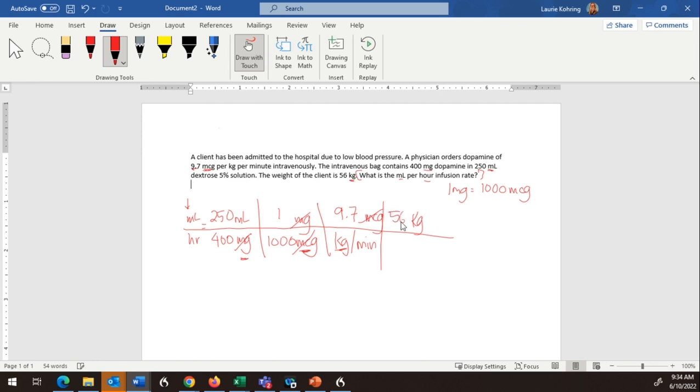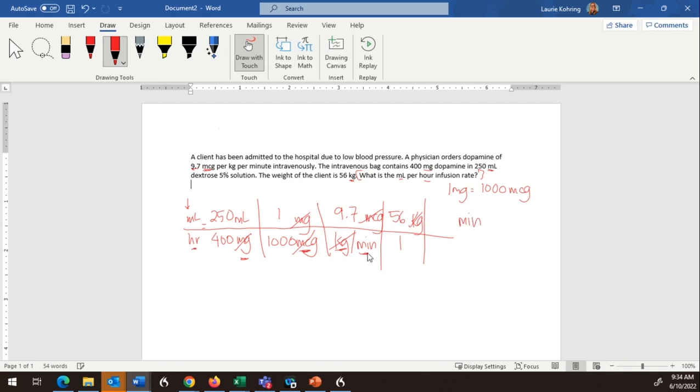So 56. The weight or body surface area, these guys are always single. They're like bachelors for life. So it just goes over 1. That lets me cancel my kilogram out. Next, I have minutes, but I need to be in hours, so I still need to keep going.